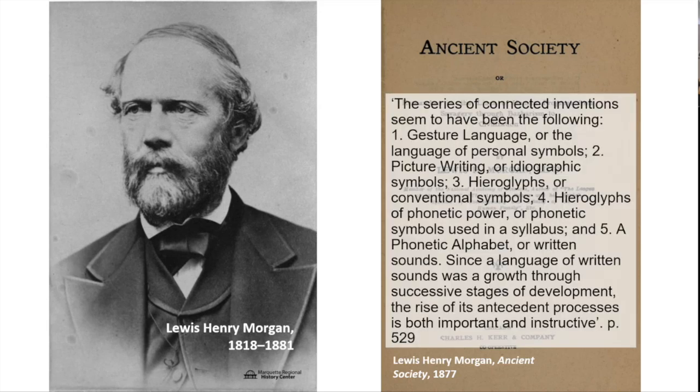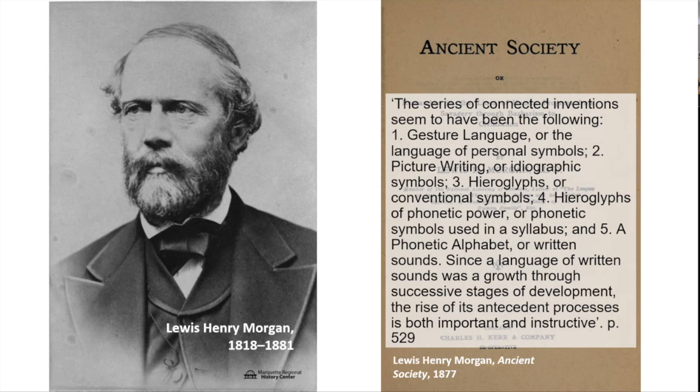He noted that it was interesting as one of the stages of an art which culminated in the invention of the phonetic alphabet. And he gives the sequence as follows. First, gesture language, or the language of personal symbols; picture writing, or ideographic symbols; hieroglyphs, or conventional symbols; hieroglyphs of phonetic power, or phonetic symbols used in the syllabary; and finally a phonetic alphabet, or written sounds. Since a language of written sounds was a growth through successive stages of development, the rise of its antecedent processes is both important and instructive, he said.